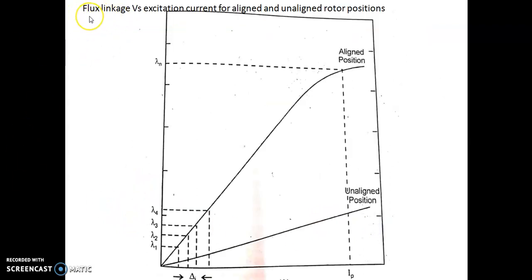After calculating the average torque value, we draw the characteristics between the flux linkage and the current. The flux linkage versus the excitation current for the aligned and unaligned rotor positions is given below. For the unaligned position we get a simple, small straight line characteristic, whereas for the aligned position we get a straight line characteristic which reaches the final value of lambda n. It varies as lambda 1, lambda 2, lambda 3, lambda 4, etc. for different values of the phase current, and these small differences are denoted by delta I, which is equal to I phase divided by n.